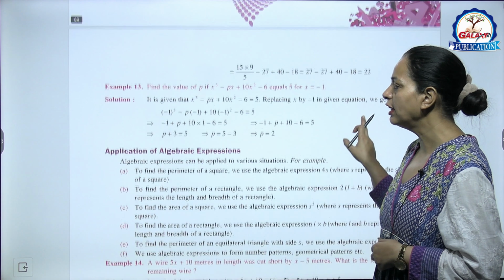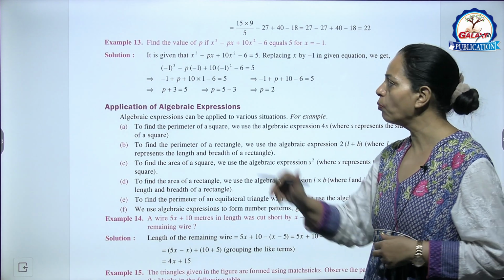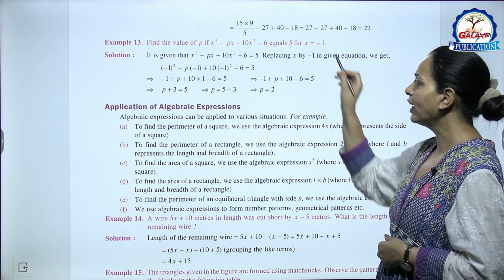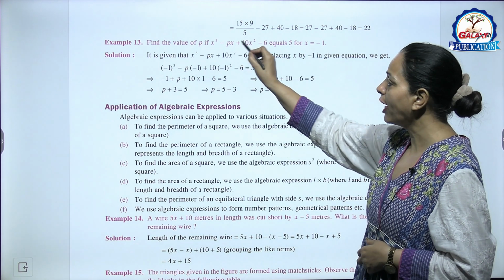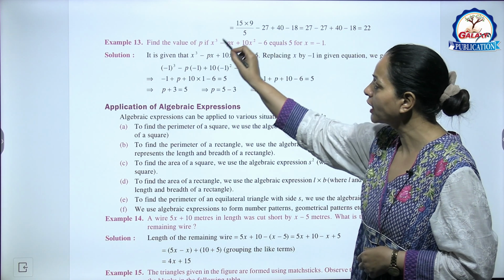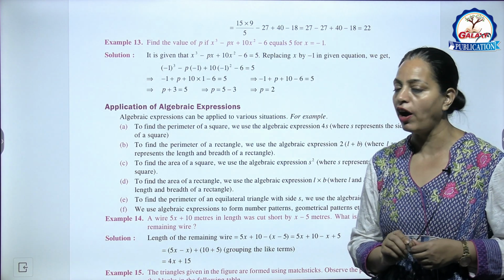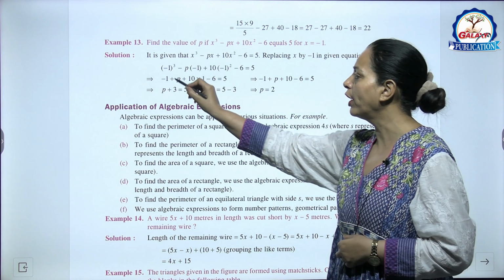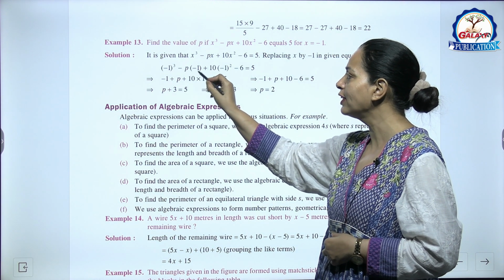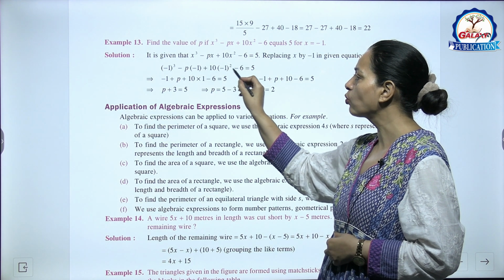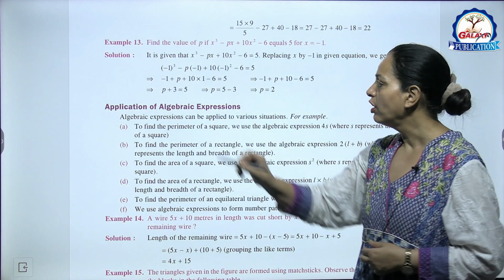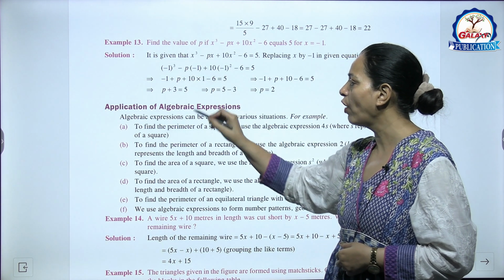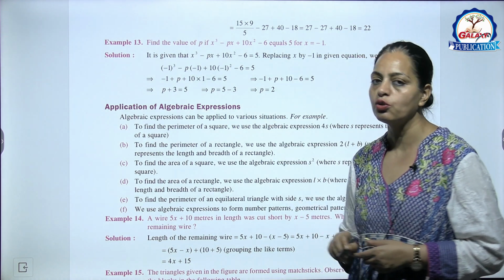Now example 13, find the value of p if x cube minus px plus 10x square minus 6 equals 5 for x is minus 1. Now here we have to put x as minus 1, and the value of the whole expression is given, that is equal to 5, and now we have to find the value of p. So x equal to minus 1, what will you get? Minus 1 cube minus p into minus 1 plus 10 into minus 1 square minus 6 equal to 5. Now evaluate it. So minus 1 plus p plus 10 minus 6 equal to 5. So what is p? P is 2, right?